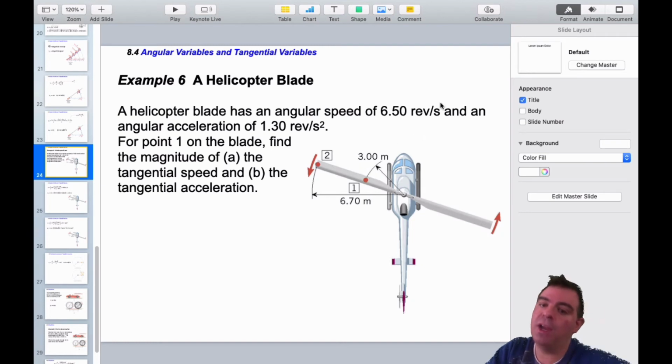But before we do that, we have one little problem. Let's take the angular speed first, 6.5 revolutions per second. Do you like these units? No, because what did we say? It's got to be in rad per second.